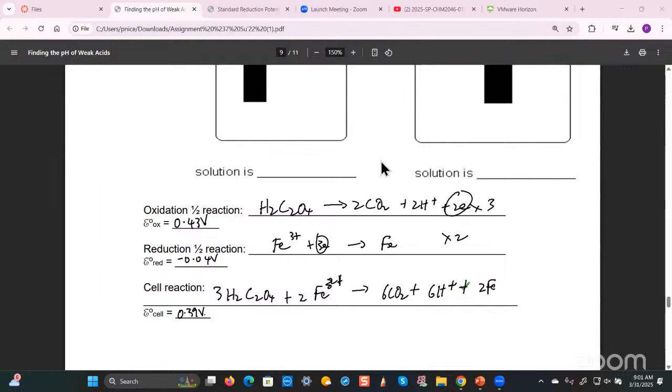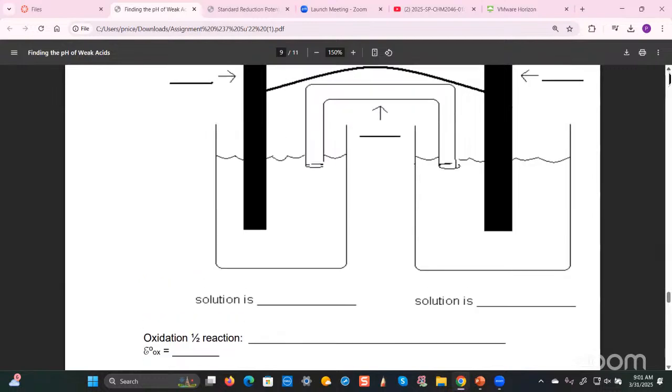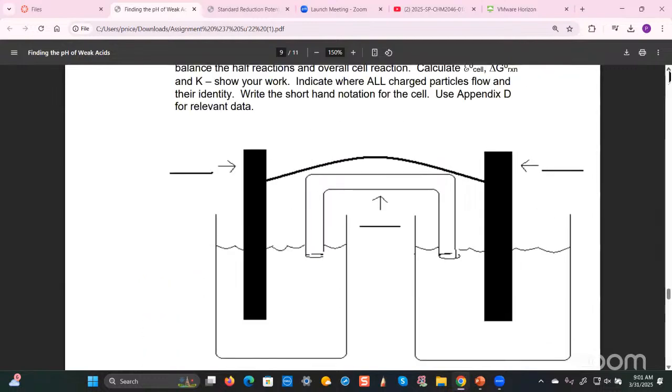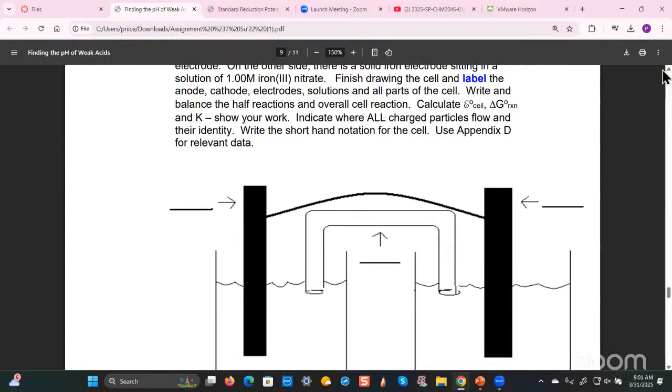Okay then, so let me clear this and scroll back up. So in order for us to label the different parts here, the left side is where the oxidation takes place. So that means that the left side will be the anode. So I'm going to put anode here. And then the right side will be the cathode.